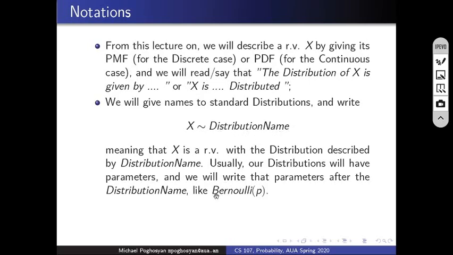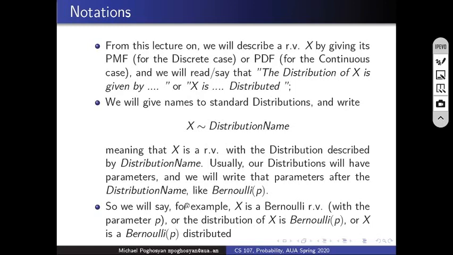Say we will write x, this kind of notation, Bernoulli p, with an equivalence-like sign, but this is not equivalence in probability. This means x is coming from, or is distributed like, this. So if x has the distribution Bernoulli p, we will say that x is a Bernoulli random variable, or the distribution of x is Bernoulli p, or x is Bernoulli p distributed. So there are different ways of reading this.